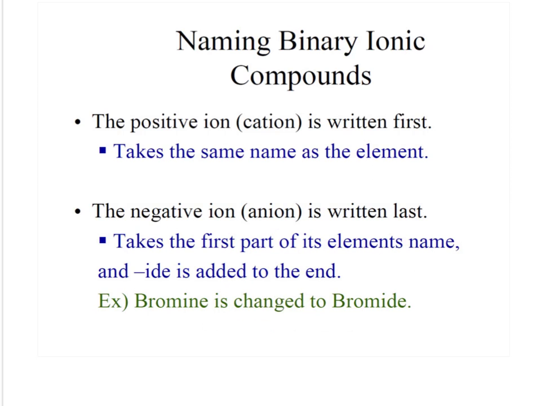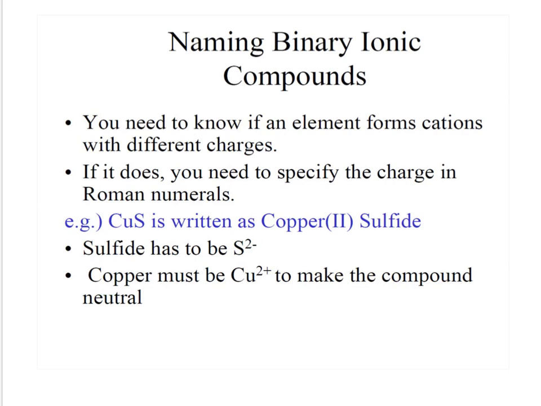Okay, naming. So naming binary ionic compounds, you have a cation and an anion. The positive cation is written first, and it takes the name of the element. The negative anion is written last, and you change that ending to -ide. So you need to know which elements form which ions. We labeled them last year on your periodic table.